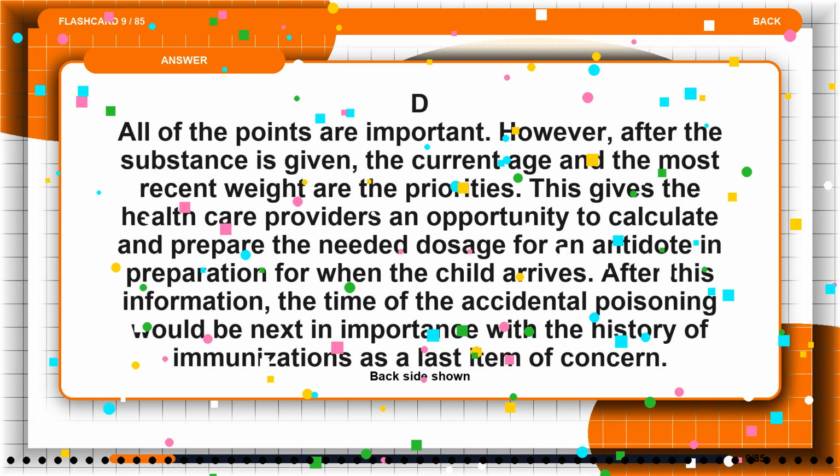The answer is D. All of the points are important. However, after the substance is given, the current age and the most recent weight are the priorities. This gives the healthcare providers an opportunity to calculate and prepare the needed dosage for an antidote in preparation for when the child arrives. After this information, the time of the accidental poisoning would be next in importance, with the history of immunizations as a last item of concern.